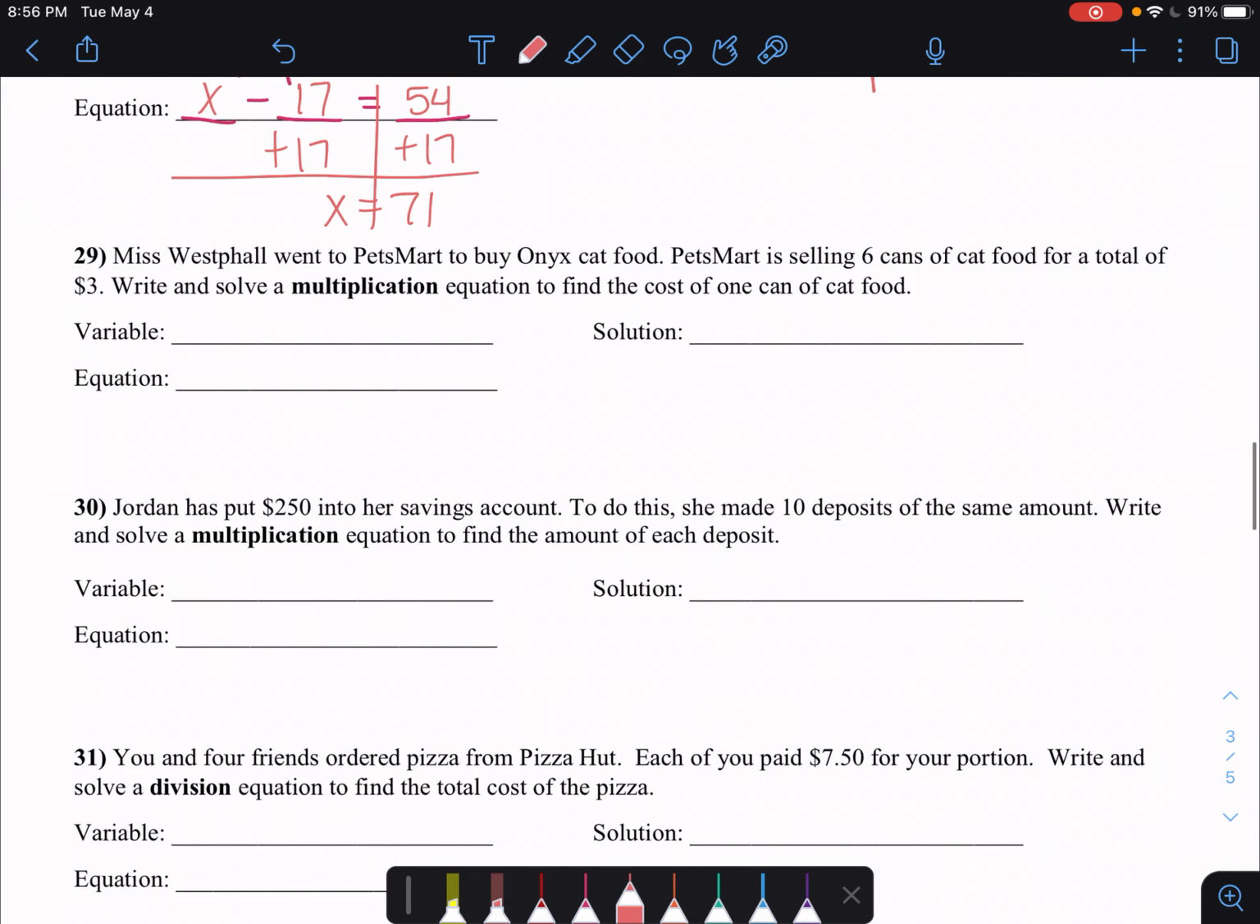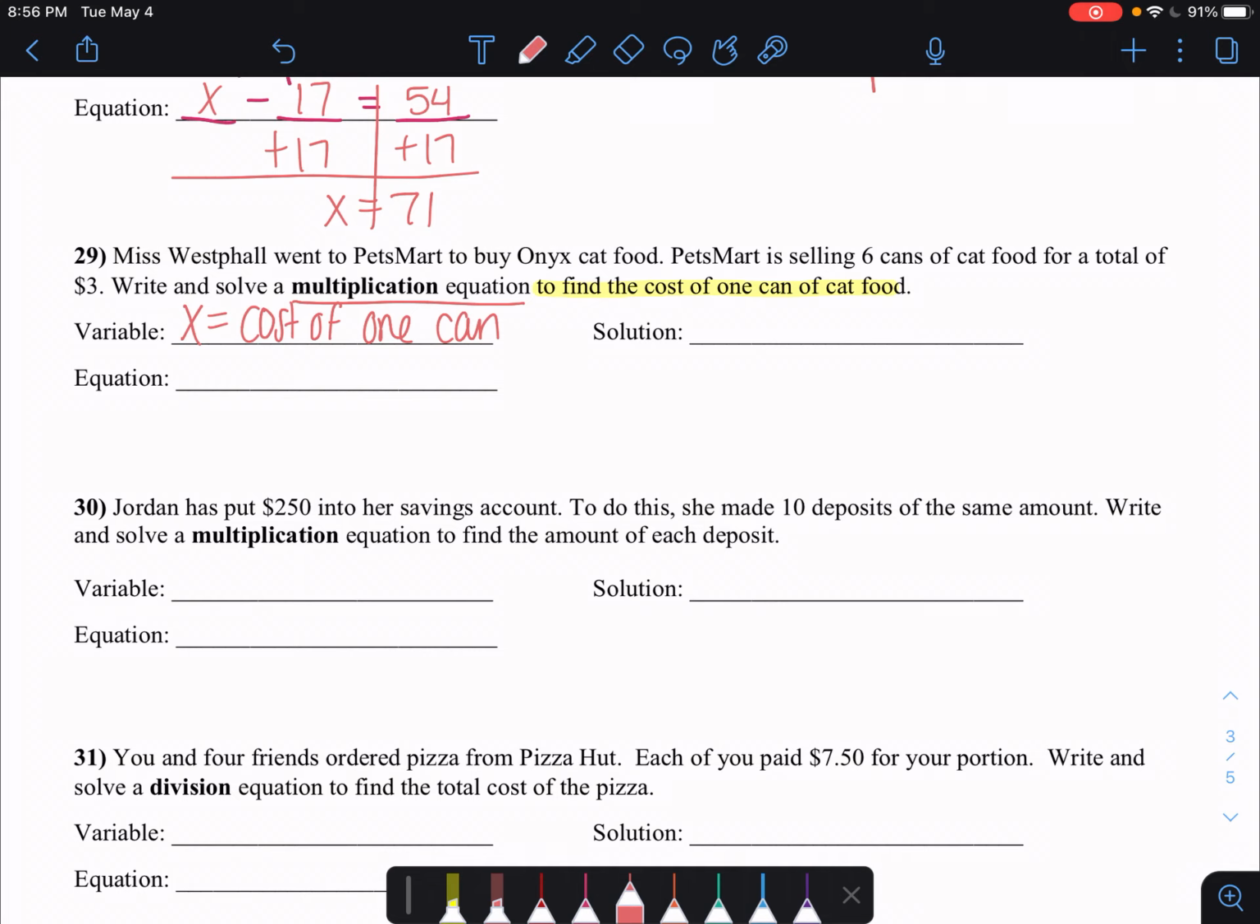Number 29 says Mrs. Westfall went to PetSmart to buy Onyx, her cat, food. PetSmart is selling 6 cans of cat food for a total of $3. Write and solve a multiplication equation to find the cost of 1 can of cat food. So my x is going to be the cost of 1 can.